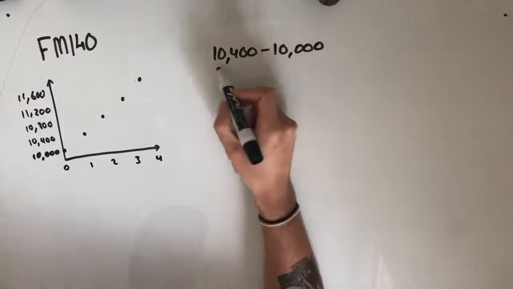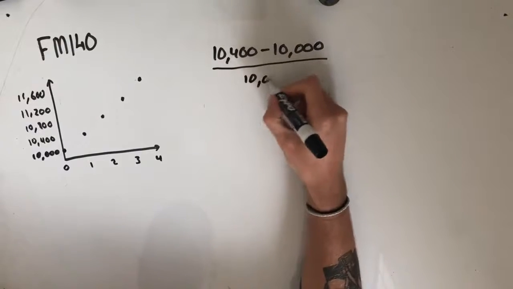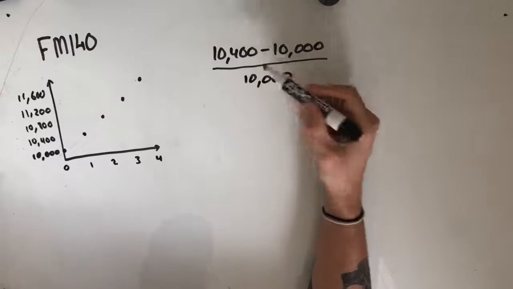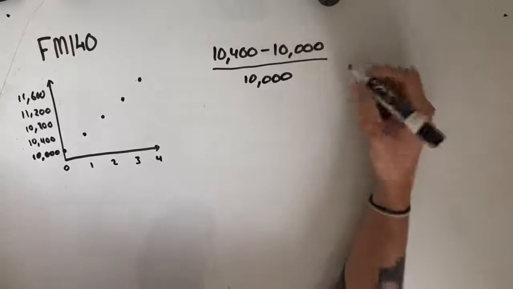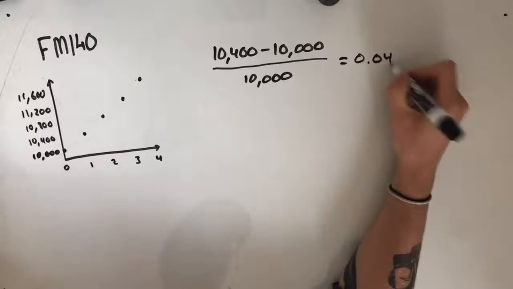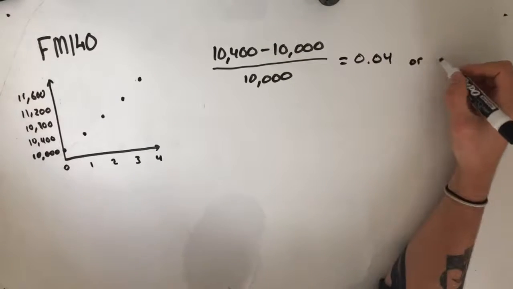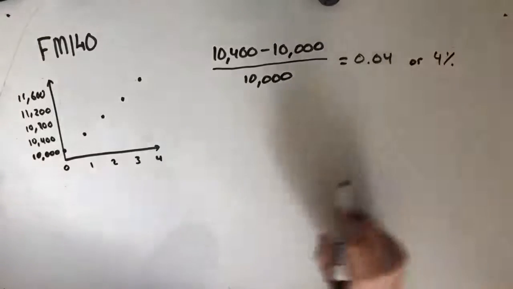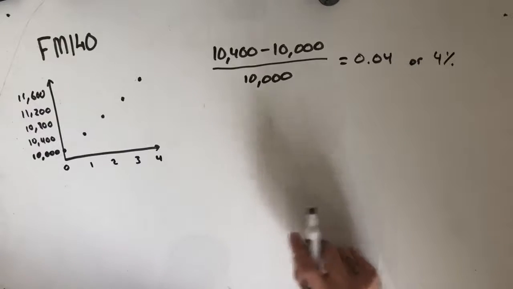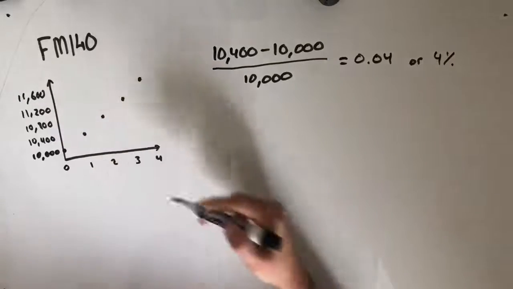So just that 400, and we're going to divide that by 10,000. So we want to know what percentage 400 is of 10,000. Now, if you plug this into a calculator, you should get an answer of 0.04, which would convert to, as a percentage, 4%. So we know that this simple interest account is increasing by 4% each year. So it's going to continue increasing by $400 each year.